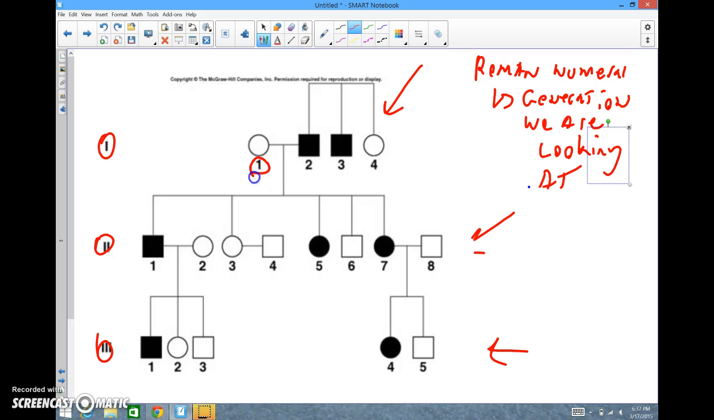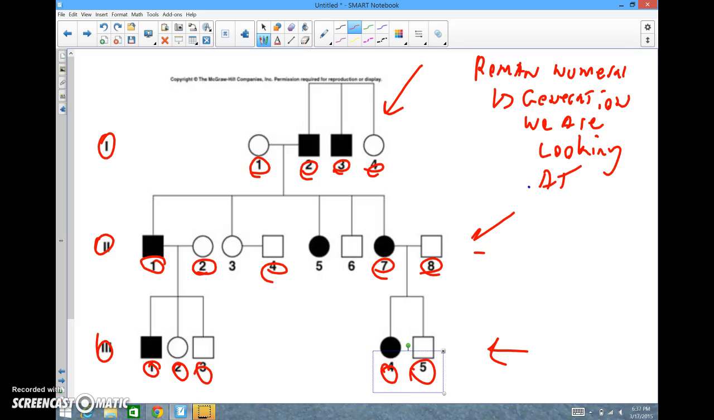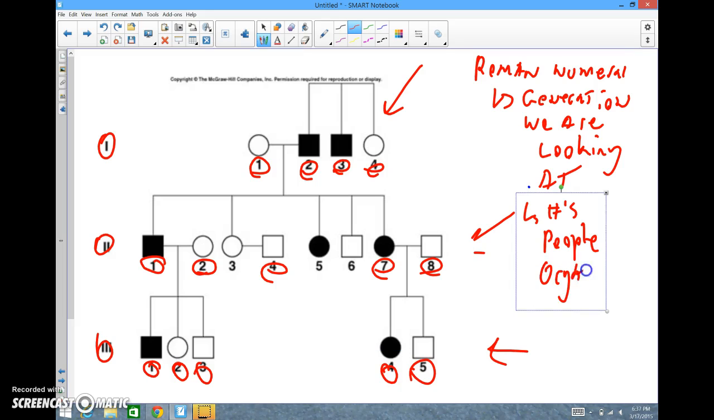Now you'll also notice that at the bottom of the pedigree there are numbers. So there's 1, 2, 3, 4 in the first generation, and you'll notice that they reset. So there's 1, 2, 3, 4, 5, 6, 7, 8 in the second generation. And then there's also 1, 2, 3, 4, 5 in that third generation. So within each generation, we have numbers that represent the people. What's more technical is the organisms that are in that generation, okay?